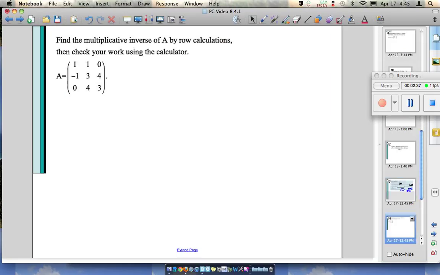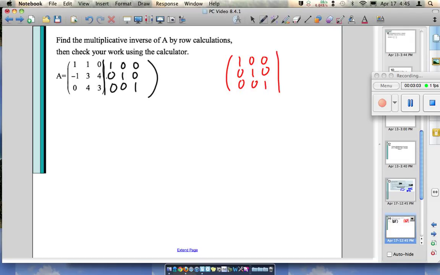To find the multiplicative inverse, we start with our matrix A, and we make it an augmented matrix by adding on the end the identity matrix. Now my goal is to make it look like the identity on the left and some matrix on the right. It doesn't matter what's on the right; what's important is I get the zeros and ones on the left.